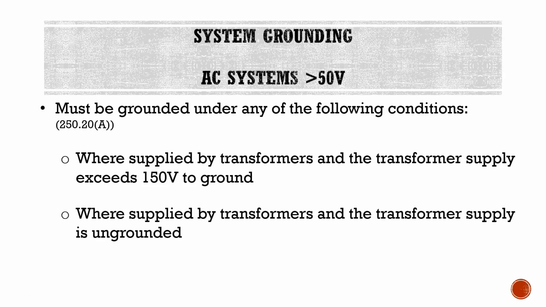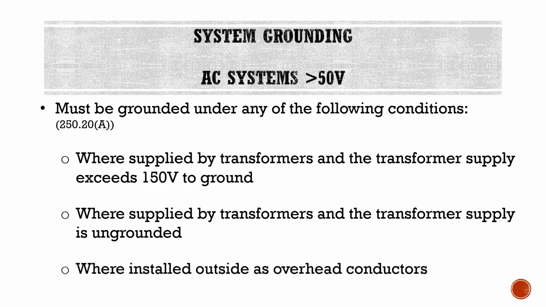We're supplied by transformers, and the transformer supply is ungrounded. So once again, even if the primary of the transformer is less than 150 volts to ground, if it's not grounded on the primary, we still have to ground our secondary under 50 volt system. And we're installed outside as overhead conductors. So regardless of the transformer situation, whether there is one or not, if it's installed outside as an overhead conductor, we have to ground it.